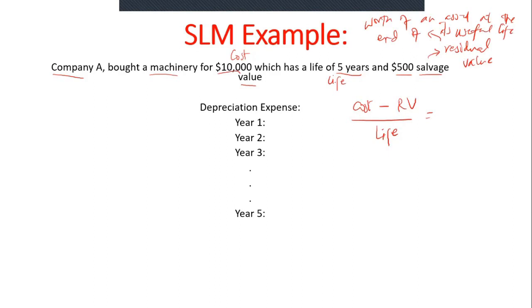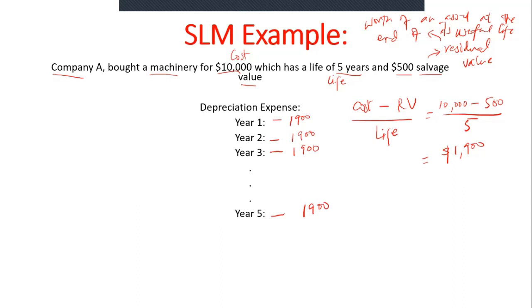So we will just input these numbers into the formula, and tada, we would have our depreciation expense. So $10,000 minus 500 divided by 5. If you do the maths here, you should come up with a number that is $1,900. So your depreciation expense would be $1,900. For year one, you would have $1,900 as depreciation expense. Year two, $1,900 of depreciation expense. Year three, $1,900. Until year five, you would have $1,900.